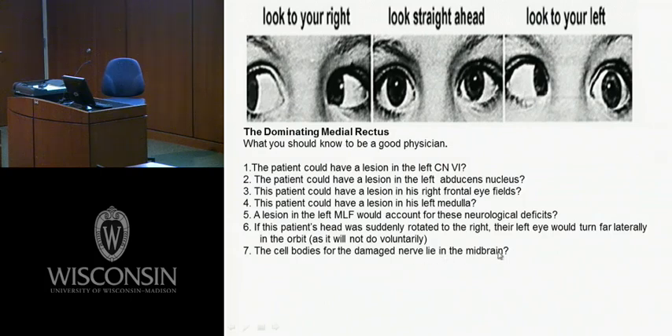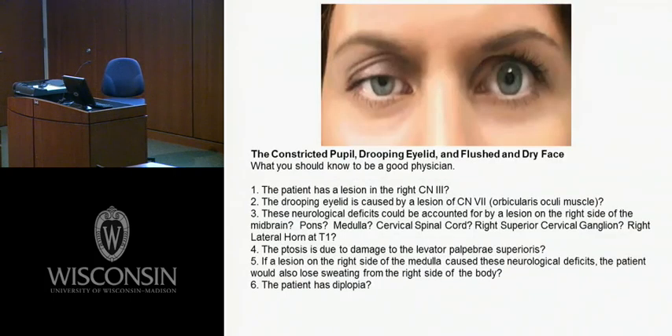How about the cell bodies lie in the midbrain? Well, there are some cells in the midbrain that innervate eye muscles. That would be from cranial nerve 3 and cranial nerve 4. Cranial nerve 6 comes out of the pons. That you got to know. Oh, finally a Horner's.